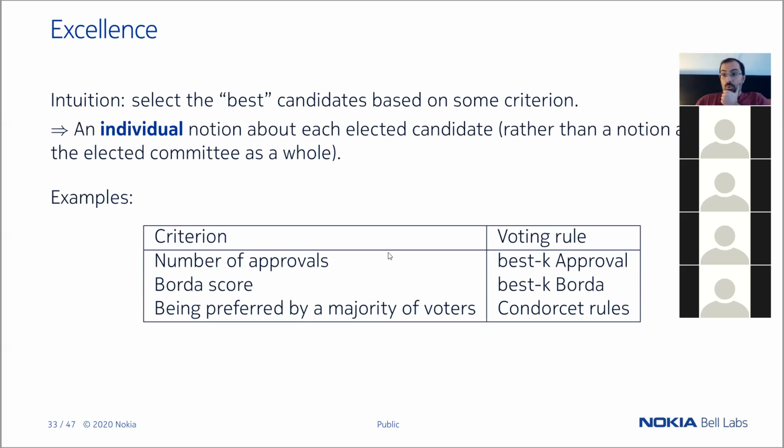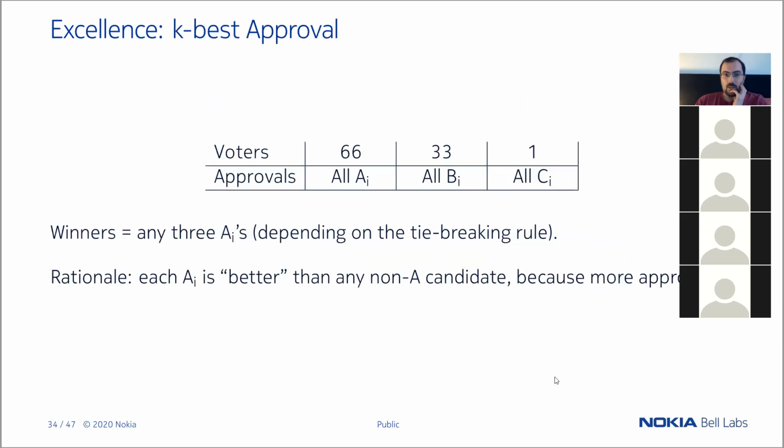So, if your notion of goodness is the number of approvals, you will typically use best K approval. If your notion of goodness is the Borda score, you will typically use best K Borda. If your notion of goodness is to be preferred by a majority of voters to another candidate, then you will typically use the Condorcet rules. But all these rules relate to this notion of excellence.